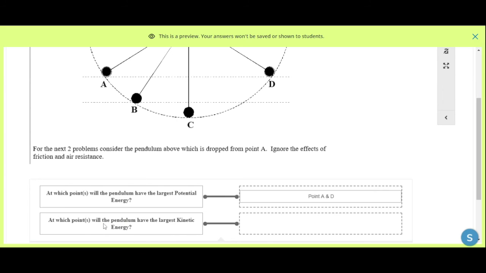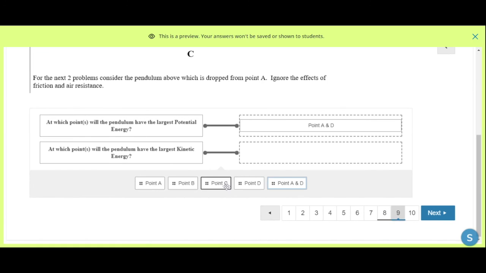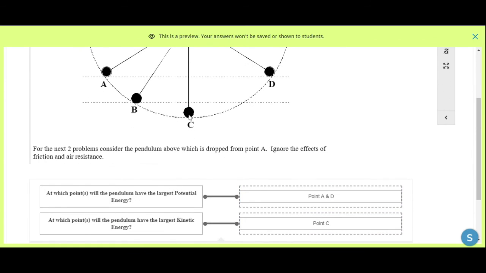And then our next question, at which point will the pendulum have the largest kinetic energy? Well, let's really think about this question. If at point A it has the maximum gravitational potential energy, when is it going to have the least gravitational potential energy? Well, that would be at point C. And what does that mean? Well, where did all that gravitational potential energy go for point C? Well, it transferred to kinetic energy, because we know energy can only transfer. So therefore, if at point C it has the smallest GPE, it's going to have the largest KE. So point C is going to be our answer for where this pendulum will have the most kinetic energy. And that's just telling us that at point C, our pendulum is going to be moving the fastest.